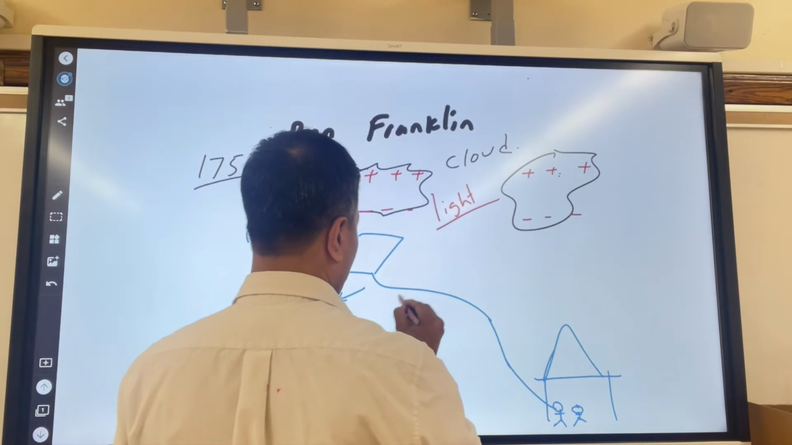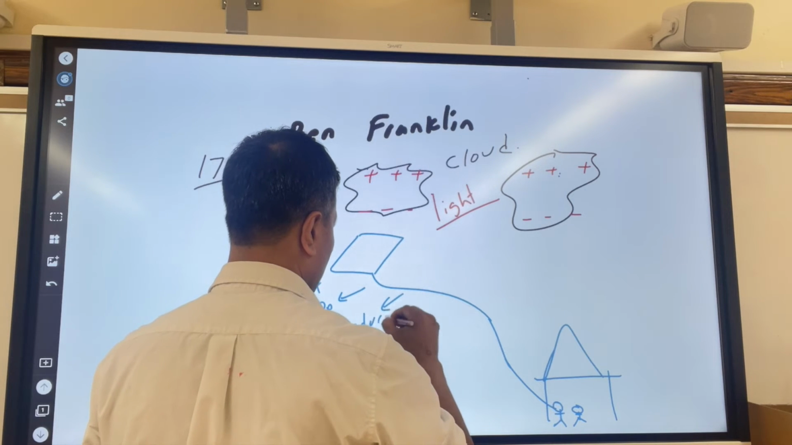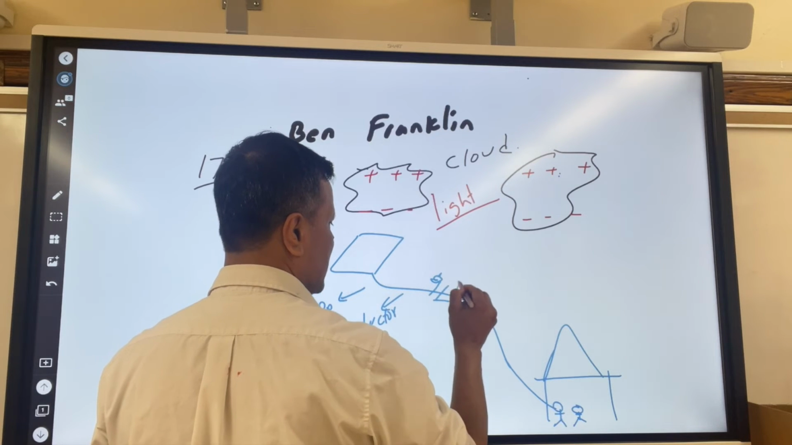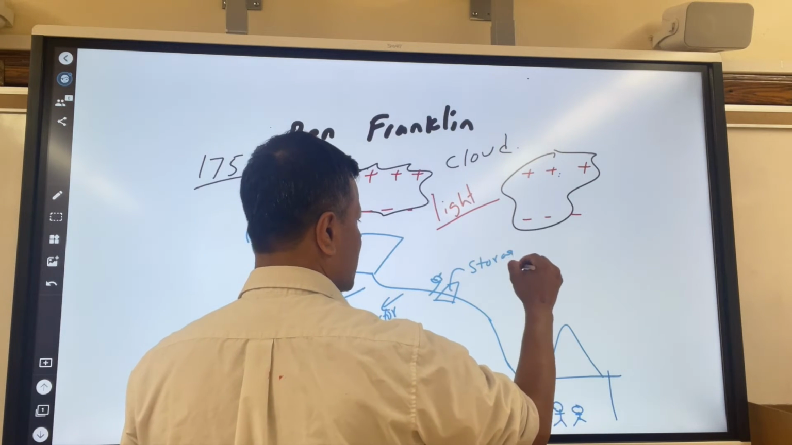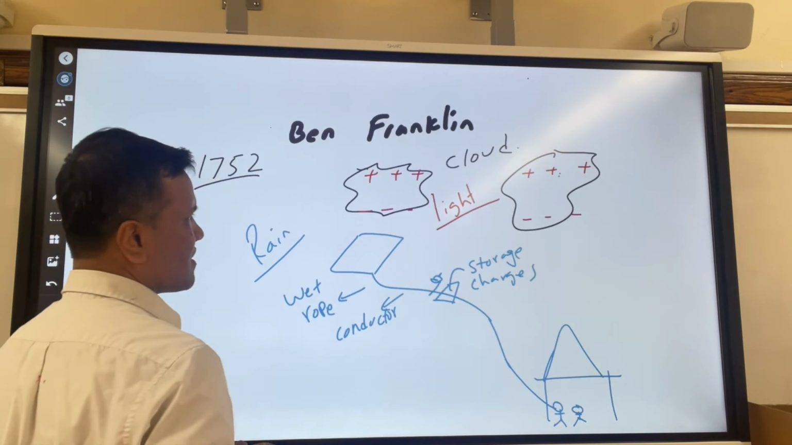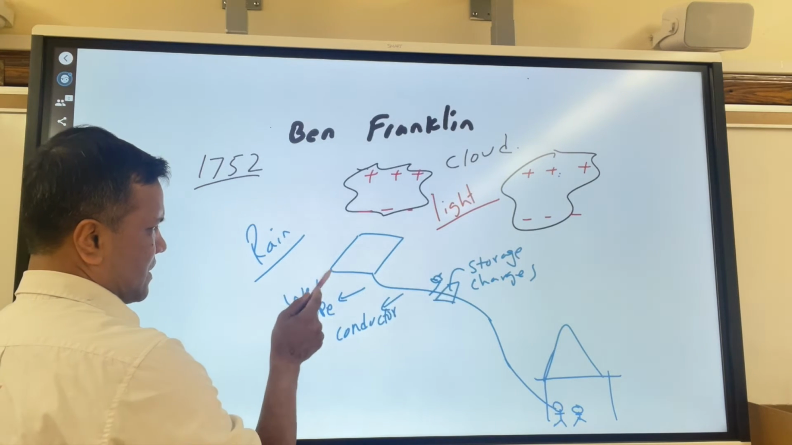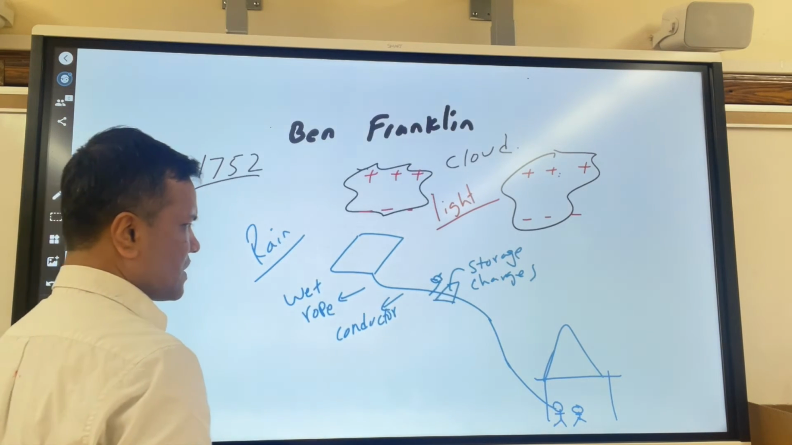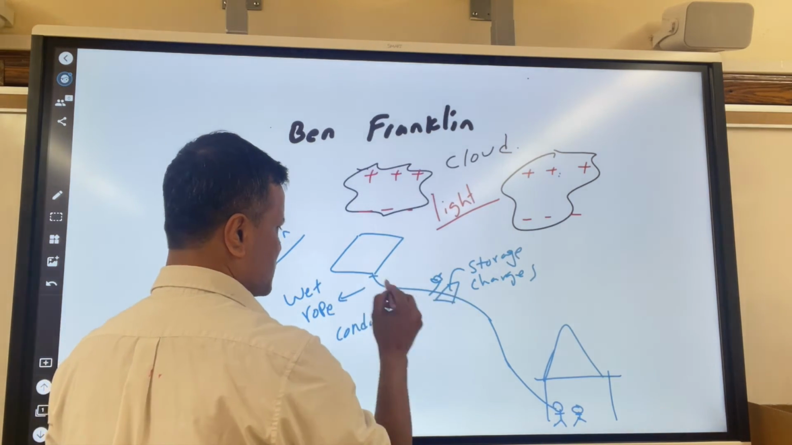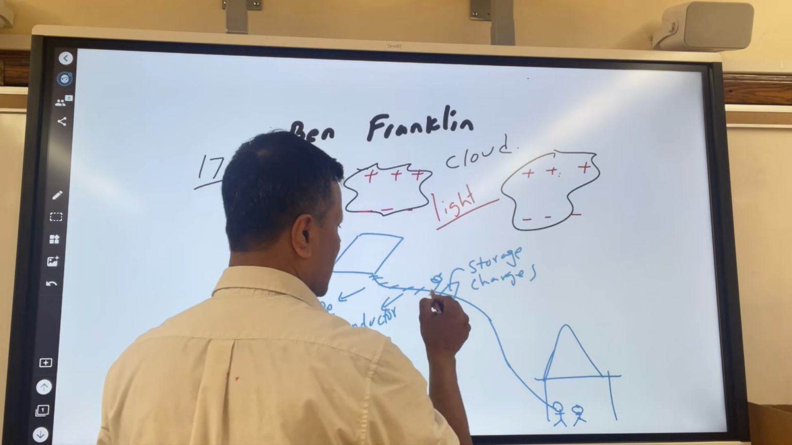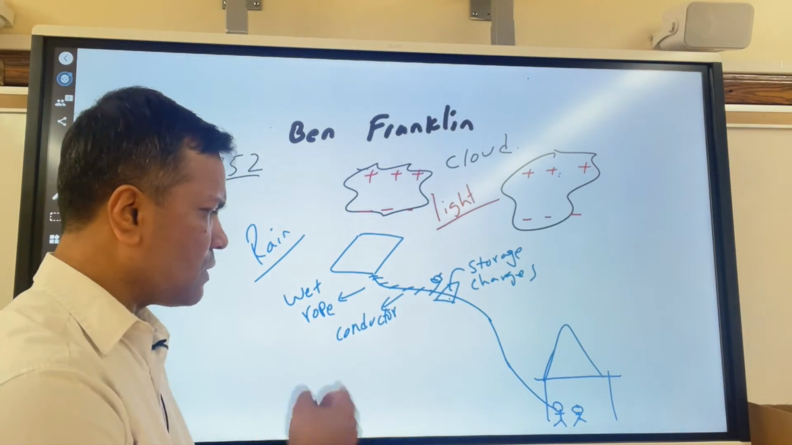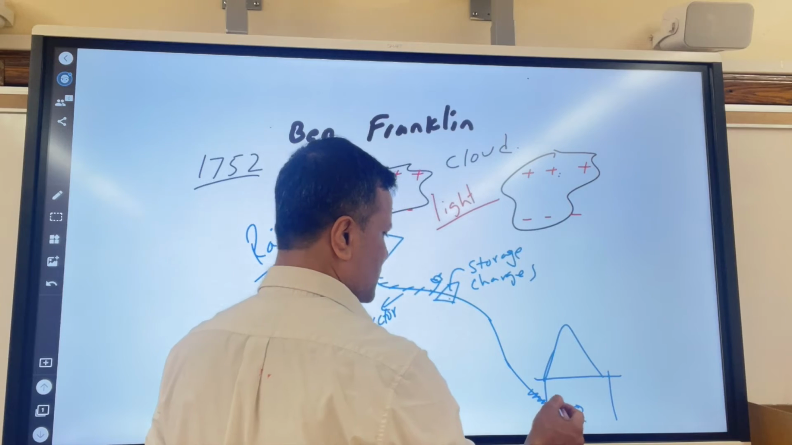So the rope became a conductor because of the rain. He put a key on the rope, and he put a storage to store the charges. So when the kite experiences the lightning, because of the wet rope, the electrons started moving to the key and were stored inside what we now call a capacitor.